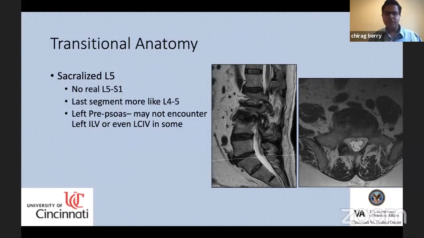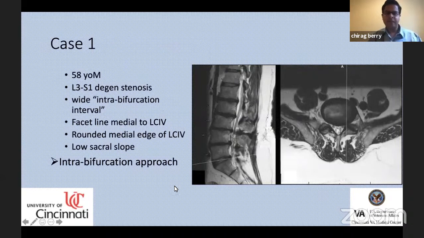So I'm going to go through some examples that will show why I have chosen one of these approaches in different patients. This is the first case. This is a 58-year-old gentleman who presents with L3 to S1 stenosis. The cross-section through L5S1 shows a wide intra-bifurcation interval. The facet line is far medial to the left common iliac vein. The left common iliac vein has a rounded inner edge. So this tells me that the left intra-bifurcation approach is going to be straightforward. It's going to be a straight shot.